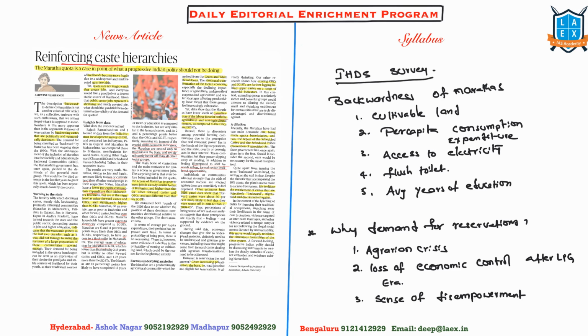The next, enforcing the caste hierarchies. So this article is about reservations given to Marathas. So let's know the brief. A special category was created that is called social and educationally backward classes. Under this category, the only group which was given the reservations were Marathas. And these reservations to the Marathas were upheld by the Bombay High Court.